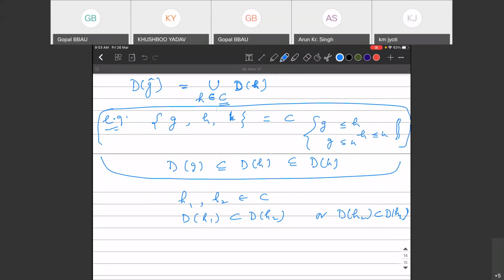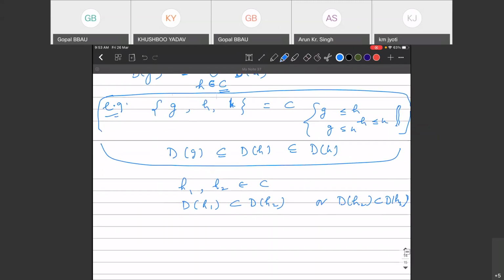Okay. And all of DH1, DH2, all these are subspaces. Correct? So this means the union over G in C of DG will be a subspace. This is a vector space.